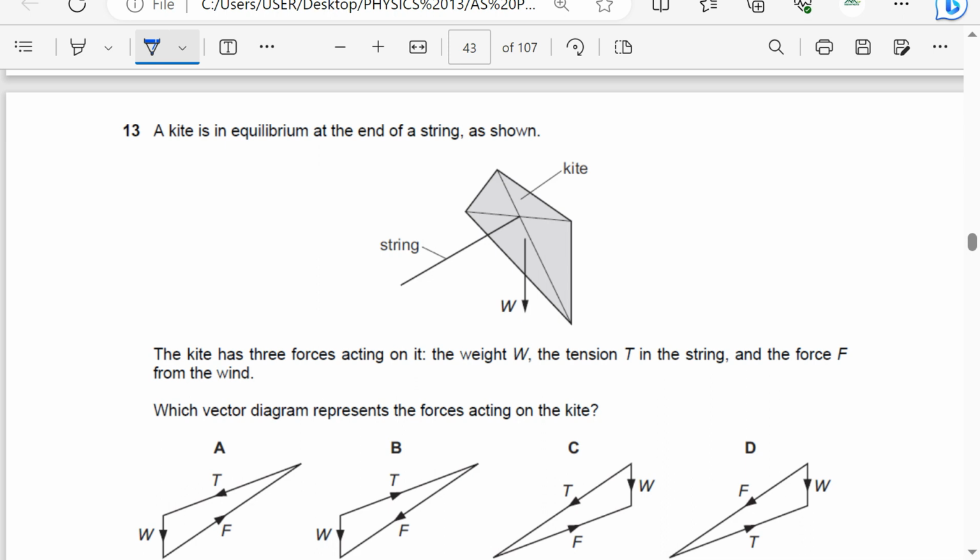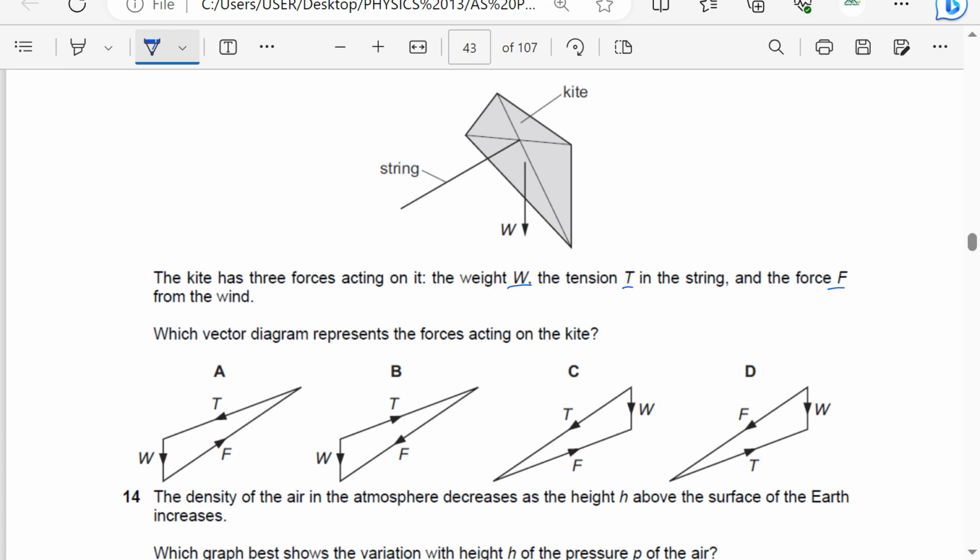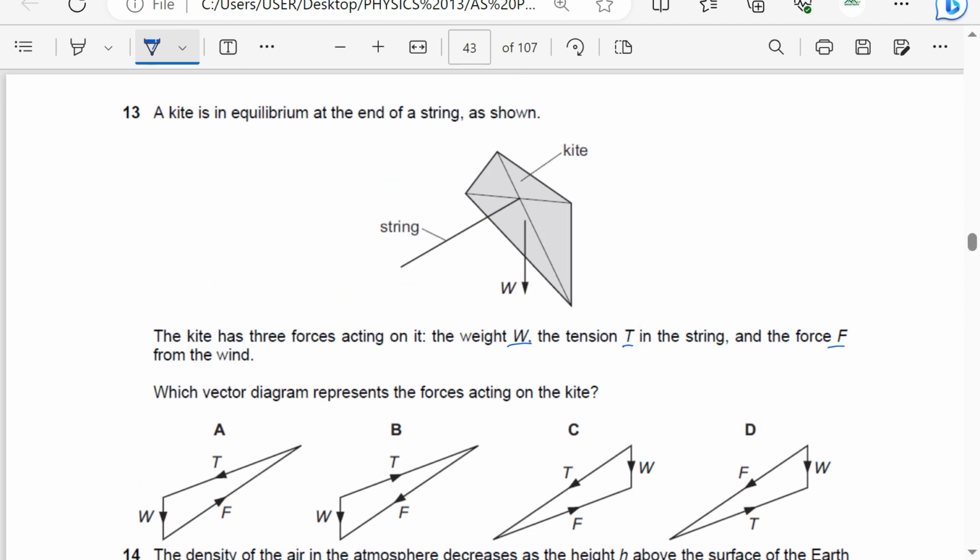The kite has three forces acting on it: the weight W, the tension T in the string, and the force F from the wind. Which vector diagram represents the forces acting on the kite? So if this is the string and there is tension, then tension should be away from the kite, and automatically it means that the wind should be somewhere between these two forces. So this is going to be the direction of the wind. If this is the tension and the weight is vertically downwards, then the wind should be in that direction.